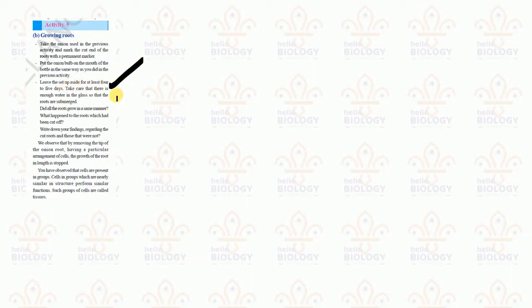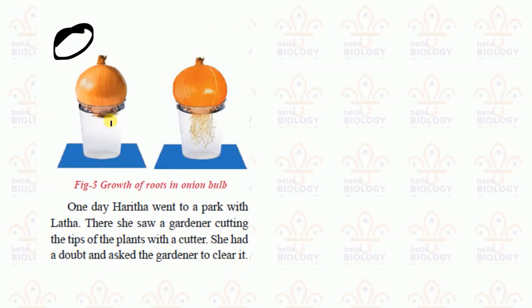Take care that there is enough water in the glass so that roots are submerged here. We need to take care that roots are submerged in the water itself. Otherwise the onion roots will get dry and the water will be at the lower edge. So water must touch at least this area in this activity.